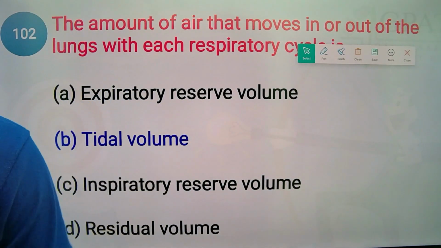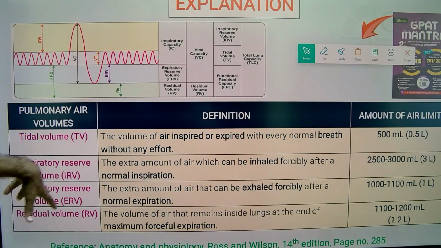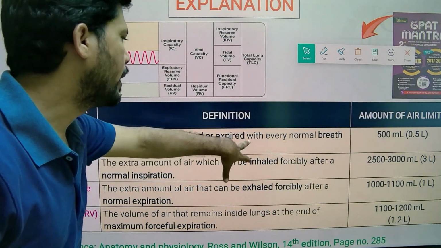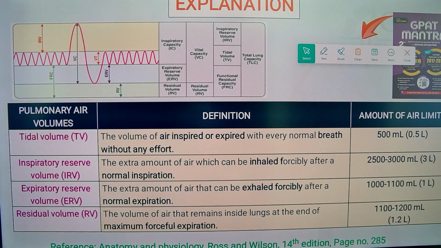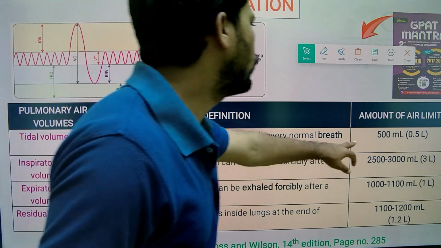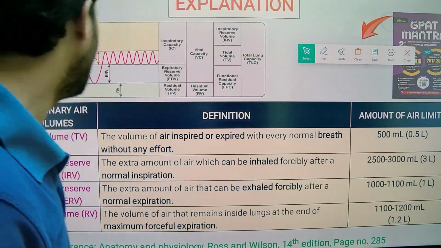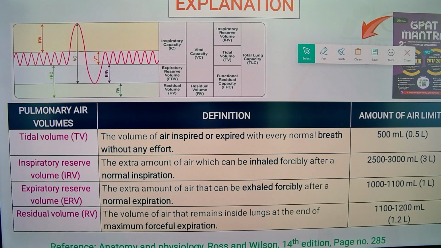What is the tidal volume? It is the volume of air inspired or expired with every normal breath without any effort. The amount of tidal volume is 500 ml, that is 0.5 liter.